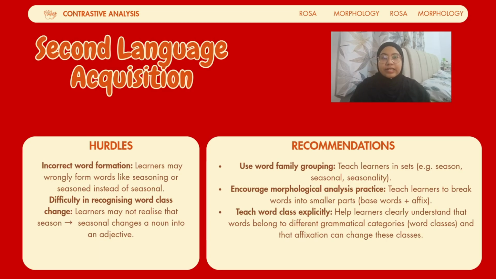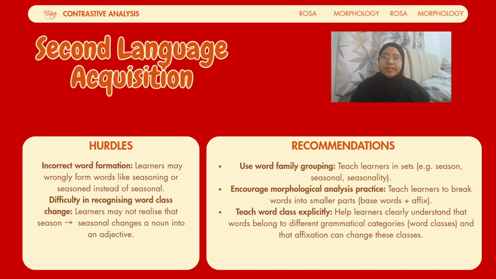Now, for predicting the difficulty in learning for second language learners, one of the obstacles is incorrect word formation, where learners might form the wrong word, such as using seasoning or season instead of seasonal because the words look similar. And then difficulty in recognizing word class change, where learners may also not realize that season is a noun while seasonal is an adjective, so they may use the word incorrectly in sentences.